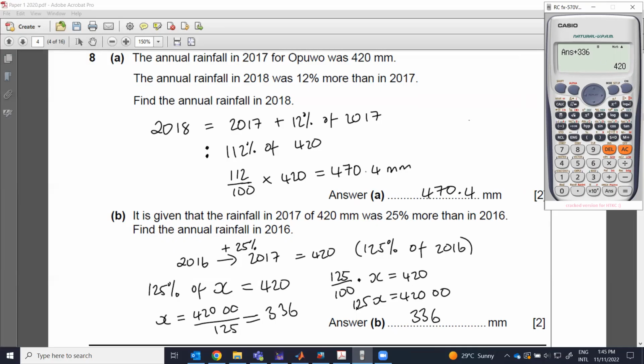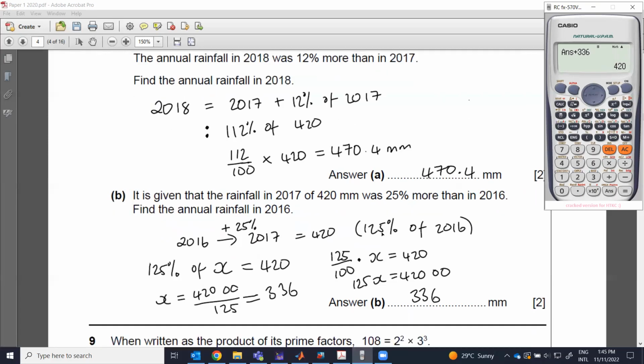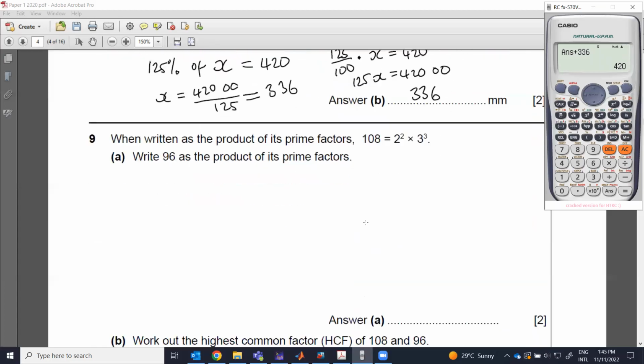Okay, so what I just did there was I found 25% of the 2016 rain, and then I added it to the amount we got in 2016, and it should give me this one, because we're saying that the rainfall in 2017 was 25% more than the one we got in 2016.